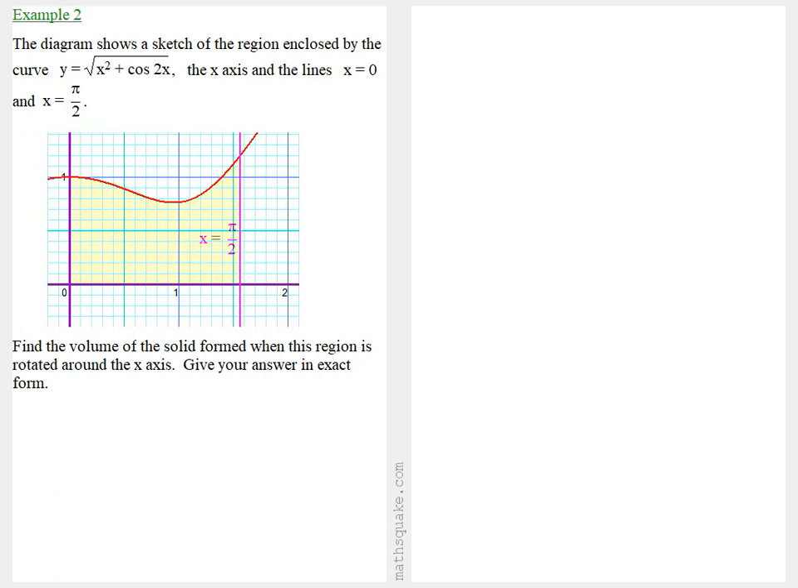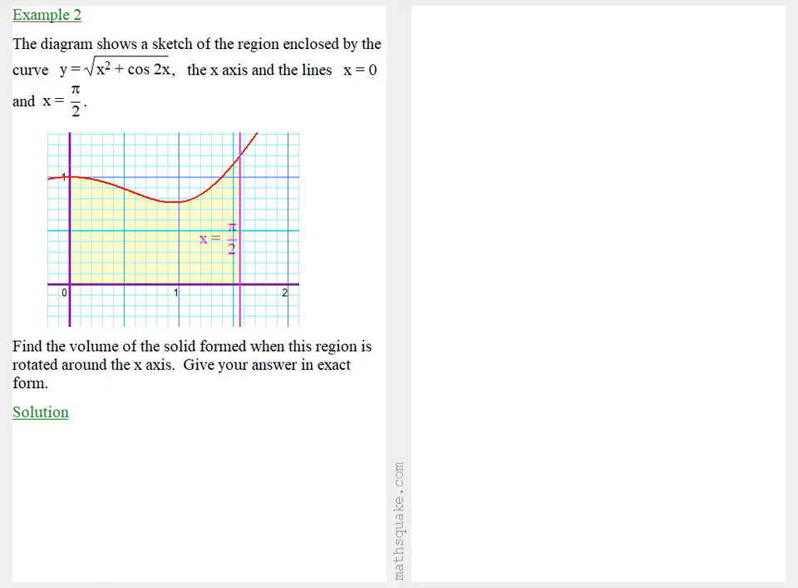In example 2, the diagram shows a sketch of the region enclosed by the curve y equals the square root of x squared plus cos 2x, the x-axis, and the lines x equals 0 and x equals pi by 2. We're asked to find the volume of the solid formed when this region is rotated around the x-axis. The answer should be given in exact form.